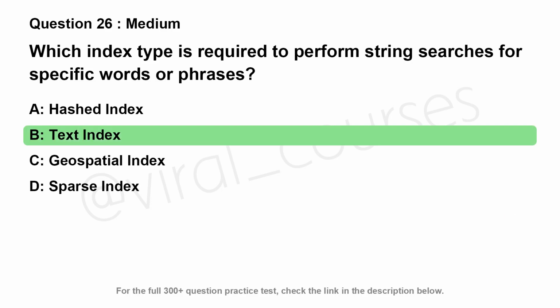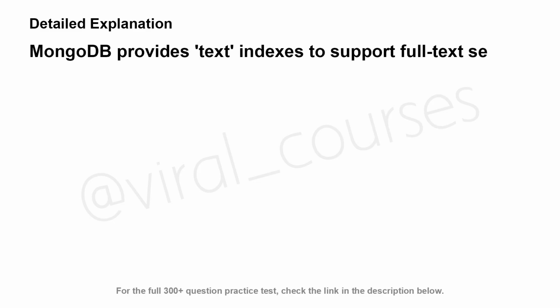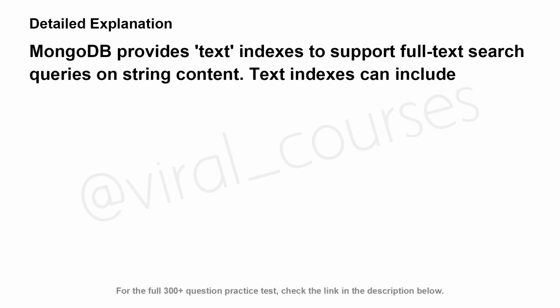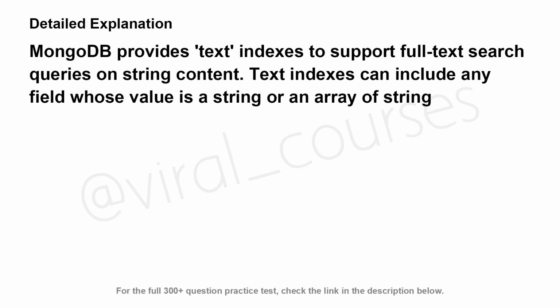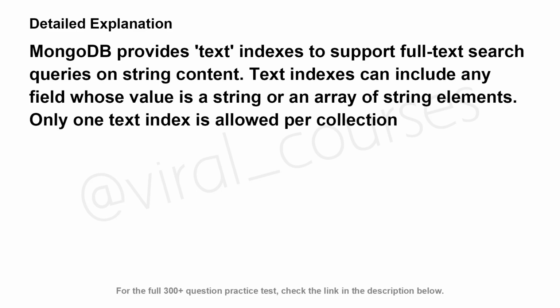The correct answer is B. MongoDB provides text indexes to support full text search queries on string content. Text indexes can include any field whose value is a string or an array of string elements. Only one text index is allowed per collection.